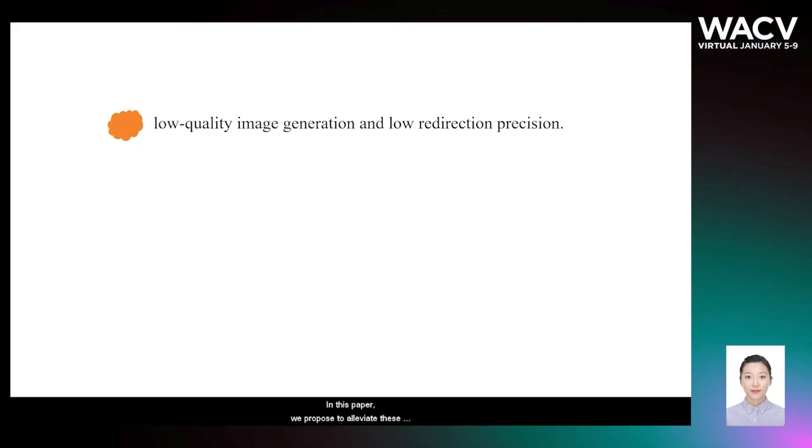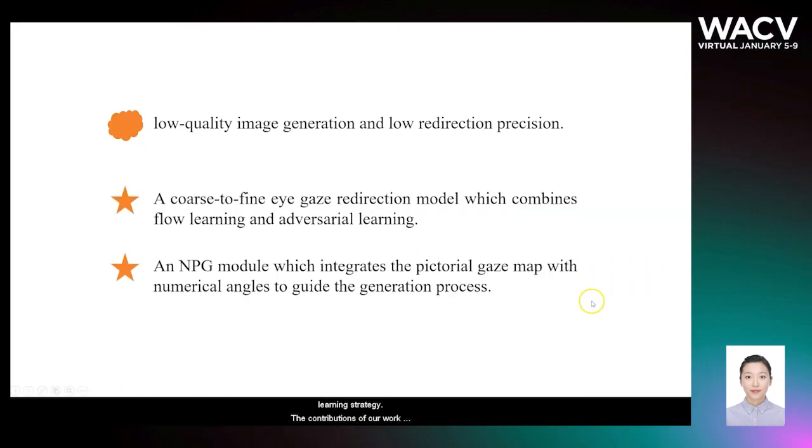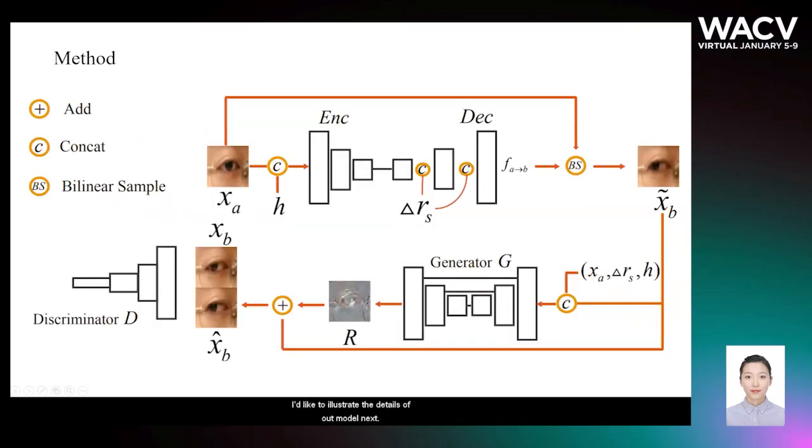In this paper, we propose to alleviate these problems by means of a novel gaze redirection framework which exploits both a numerical and a pictorial direction guidance, jointly with a coarse-to-fine learning strategy. The contributions of our work can be summarized as follows. 1. A coarse-to-fine eye gaze redirection model which combines flow learning and adversarial learning. 2. An NPG module which integrates the pictorial gaze map with numerical angles to guide the generation process. I'd like to illustrate the details of our model next.